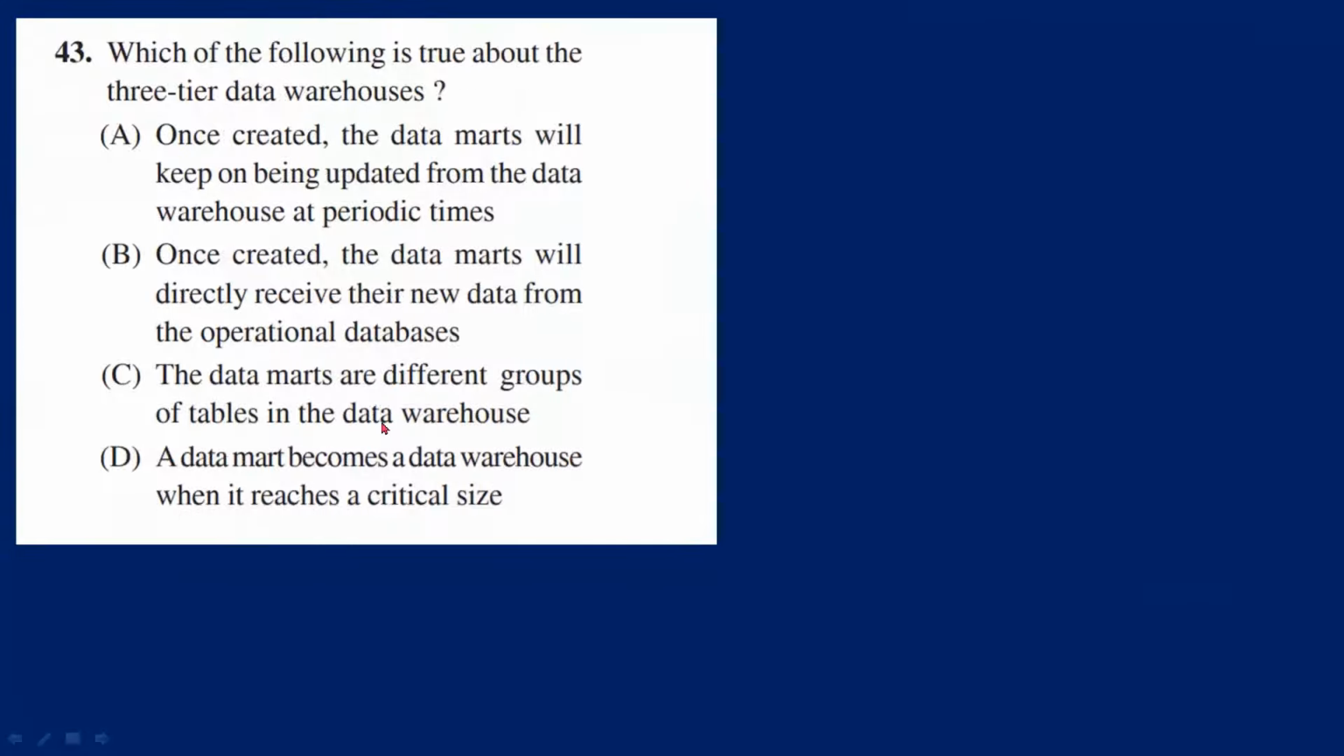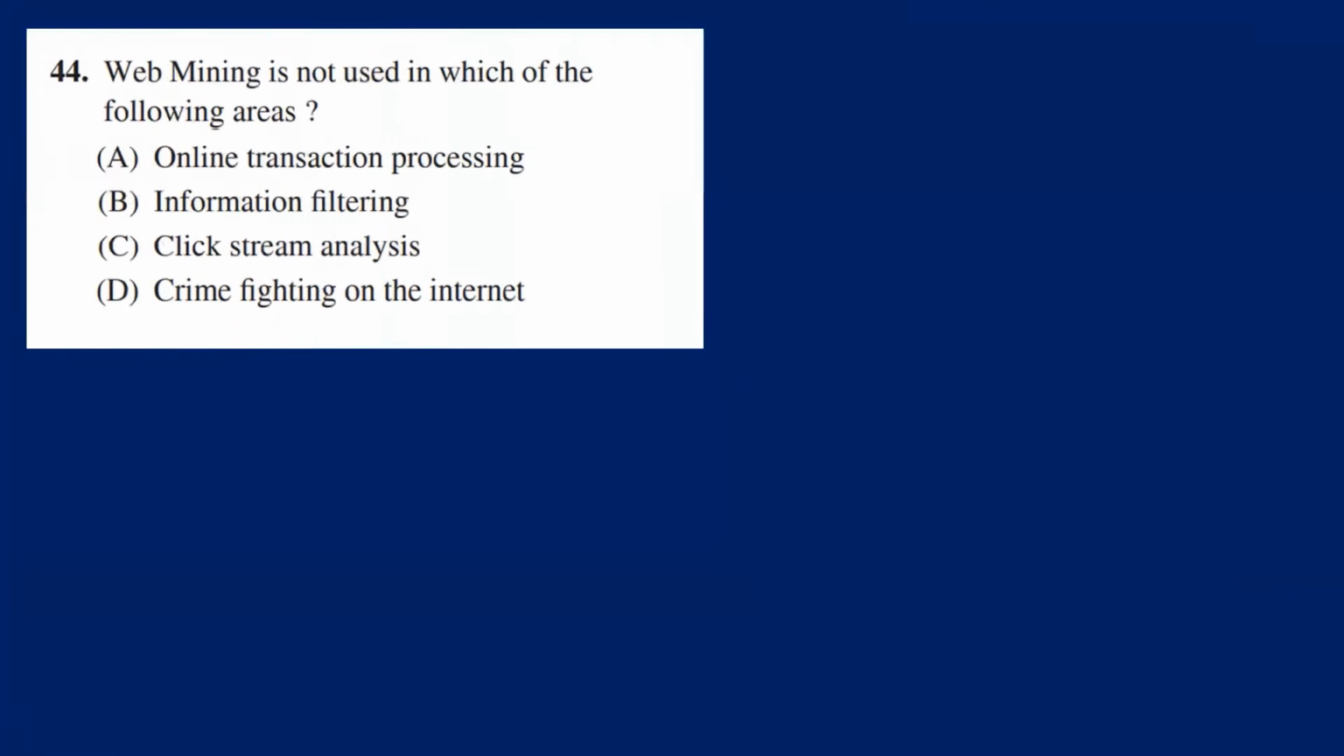The next one is, which is true about the three-tier data warehouses? The answer would be option A. Once created, the data marts will keep on being updated from the data warehouse at periodic times. Okay. The next one is, web mining is not used in which of the following areas? Web mining is not used in online transaction processing.